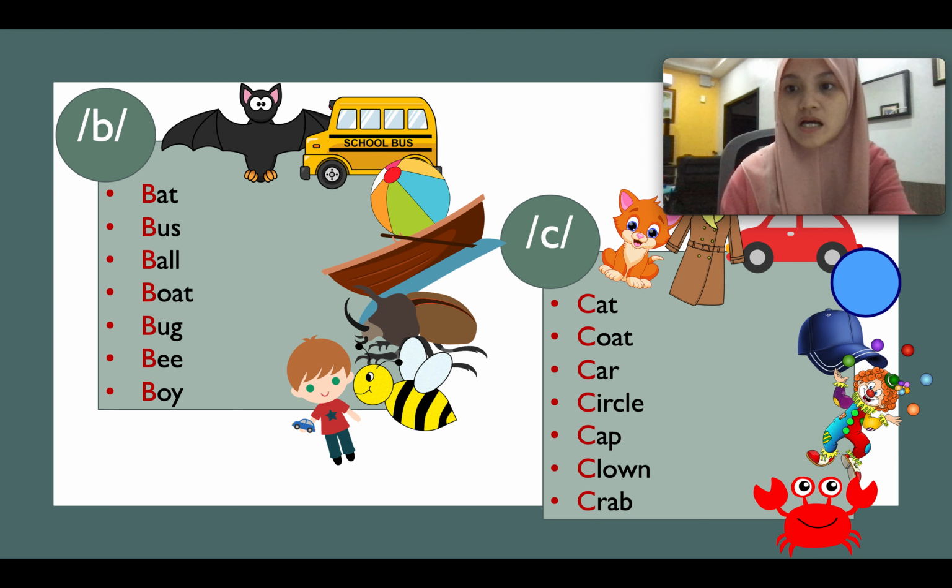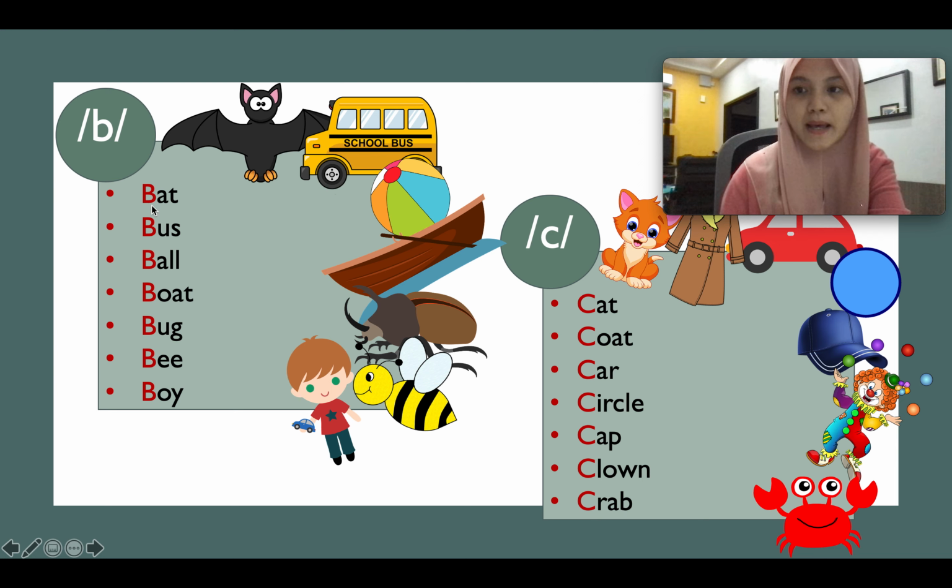B. B. Okay, and this one is C, right? Okay, the sound of the letter C is K. K. K. Okay, so let's pronounce all these words together.